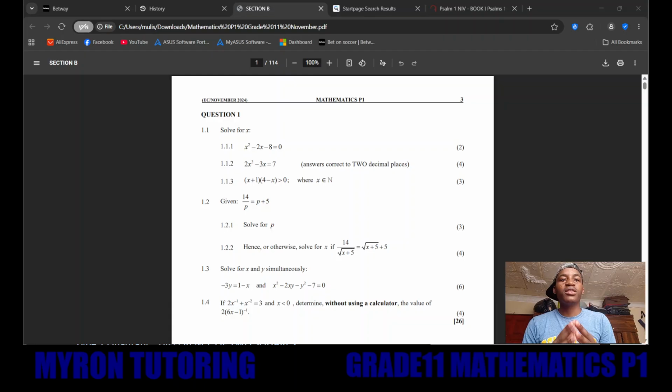We are doing a revision which is going to be focused on question 1 of your November exam. So I have prepared notes for you where we're going to go through all the things that you need to know in order to tackle your question 1 with the utmost confidence in your exams.